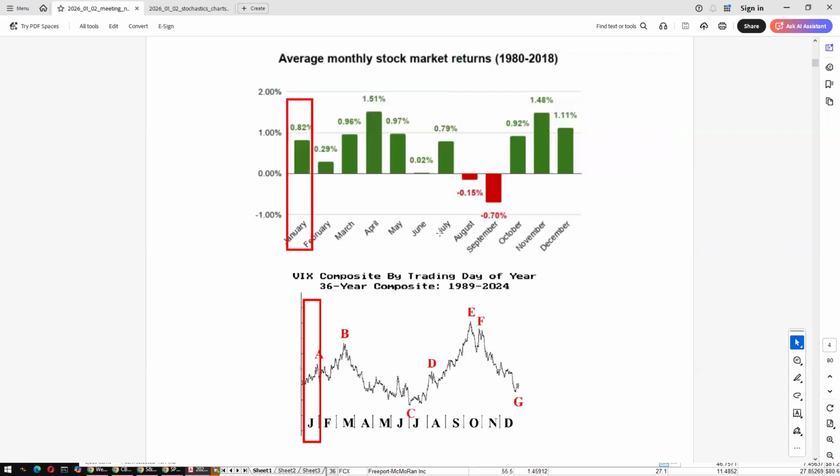Okay, let's look at this. You can see in January we have a very low amount of volatility, meaning there's not a whole lot of people predicting the stock market to go down right now. Maybe that's because of the time of the year where we have earnings coming out.